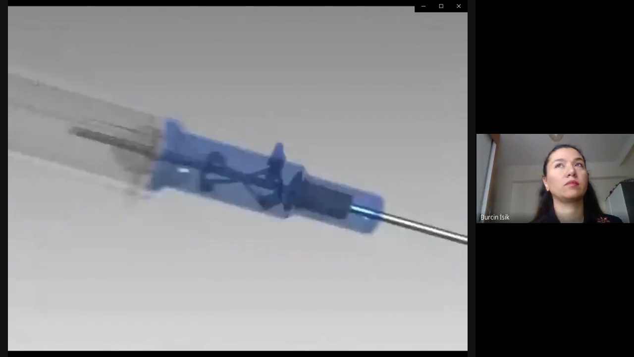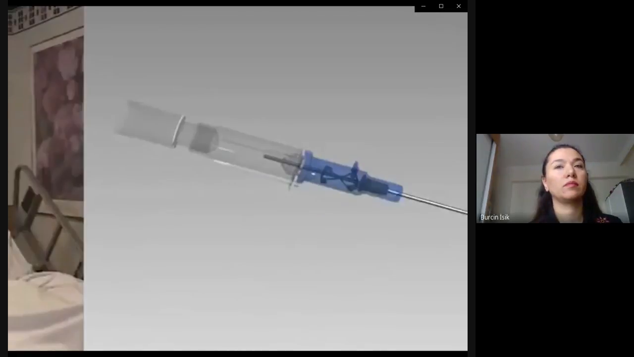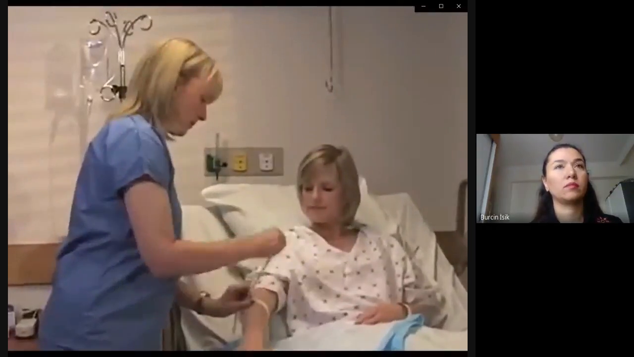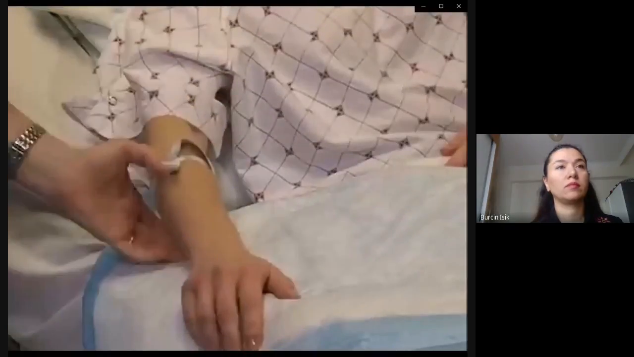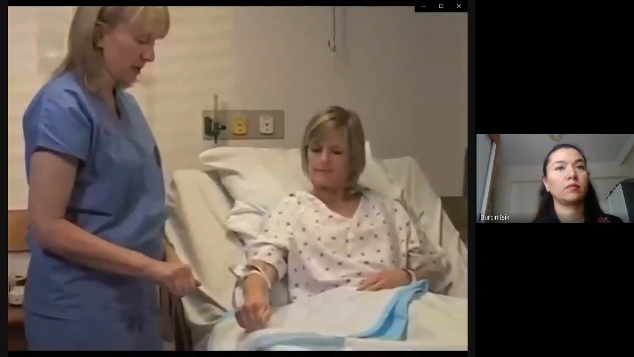Now that we know a little more about the Introcan Safety IV catheter's features, let's see how proper insertion is accomplished. After washing her hands, the nurse is ready. She ties the tourniquet around the patient's arm about 6 inches above the insertion site and asks the patient to make a fist and squeeze tightly 4 to 6 times.